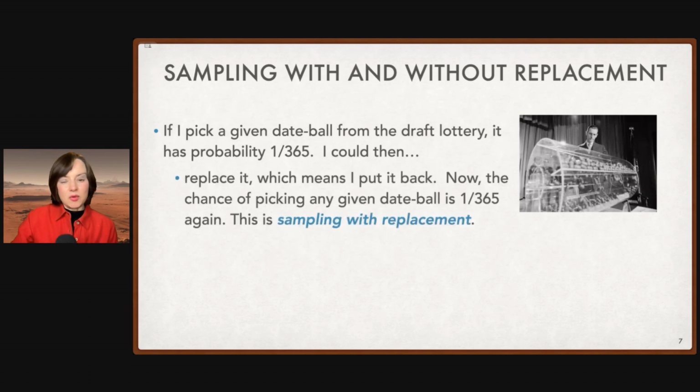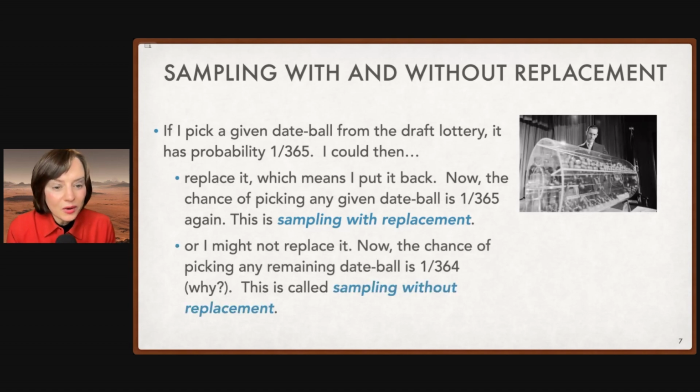So once I've pulled September 3rd, I have 2 options. I could replace it, which means put it back, which means that I could, in principle, pull September 3rd again. And I guess those people have to serve in Vietnam and whatever war is next. It sucks to be September 3rd. So that's sampling with replacement. This is going to matter for us, I promise. Or we might not replace it, which is more likely in this particular case.